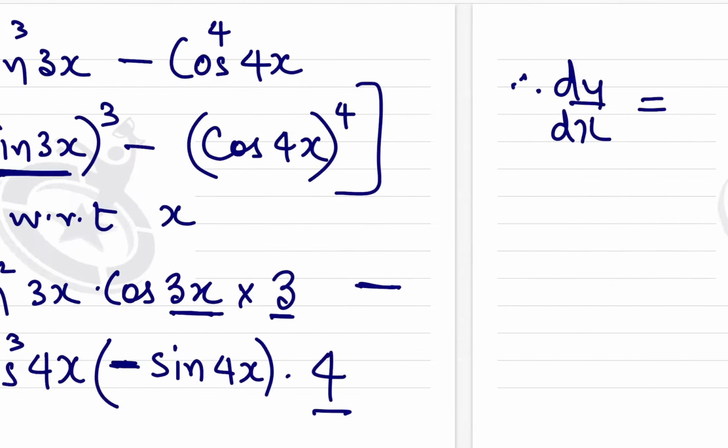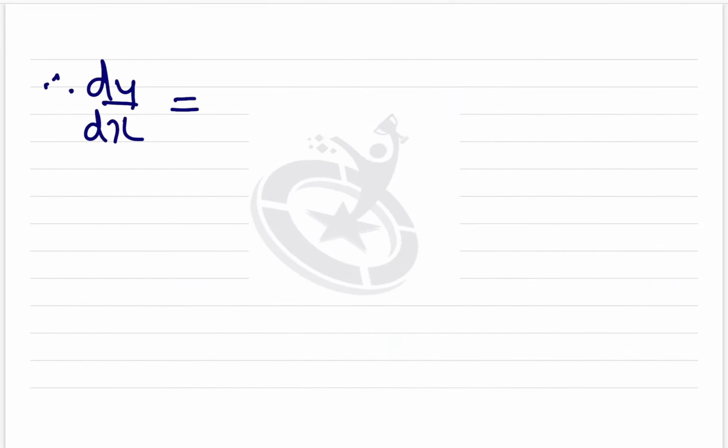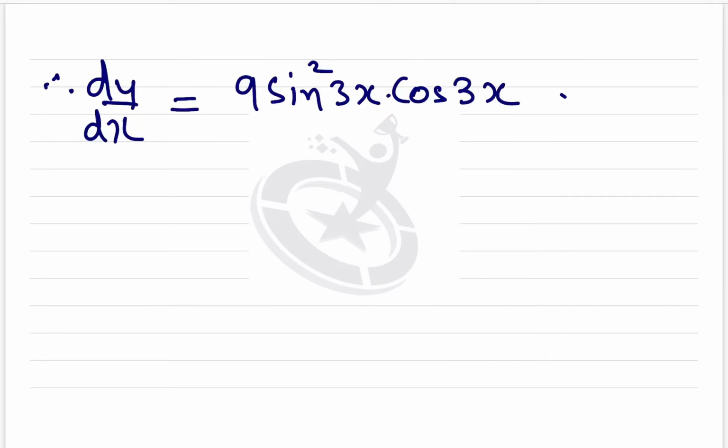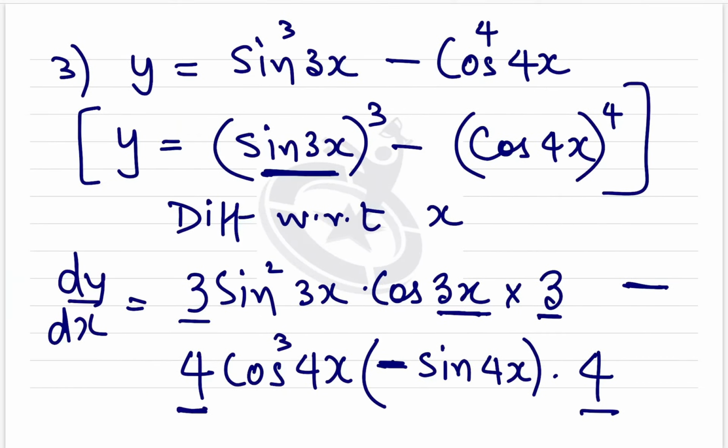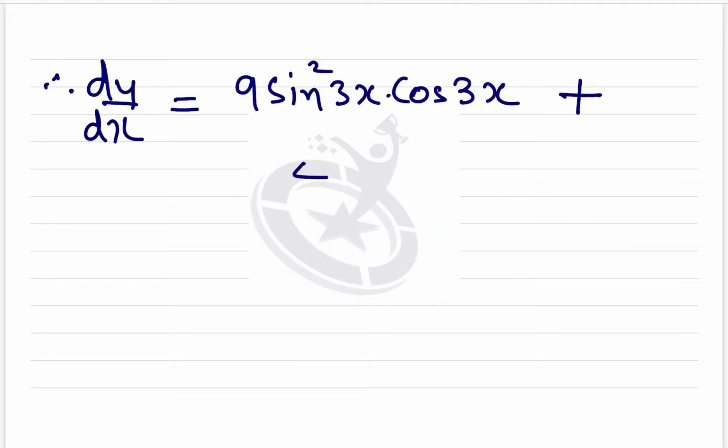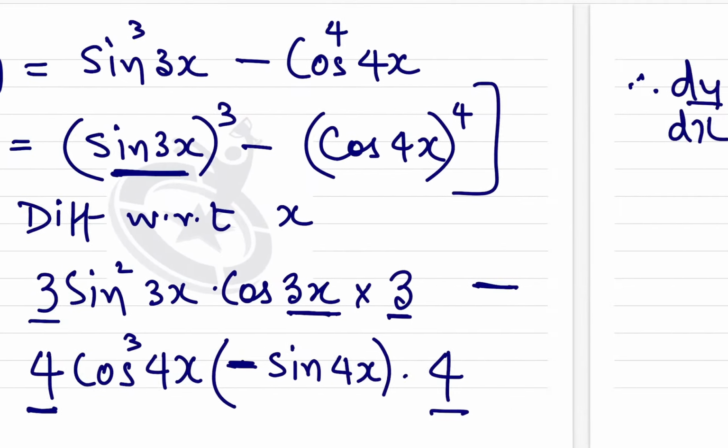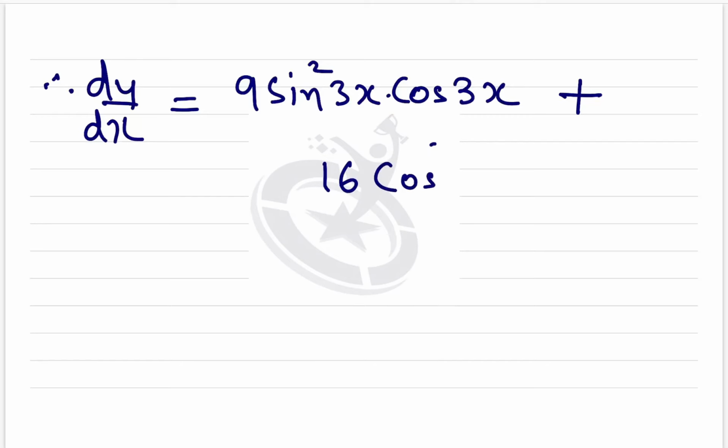So your net answer becomes dy by dx. Therefore dy by dx will be equals to 3 into 3 becomes 9. So that's going to be 9 sine square 3x into cos 3x. Then minus into minus becomes plus. 4 into 4 is 16. So it's going to be 16 cos cube 4x into sine 4x.